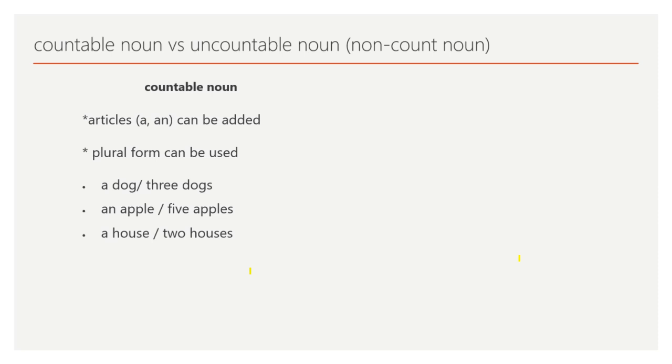Now let's talk about countable nouns just a little bit. If you see the example here, you notice the article in front of the noun, right? The words dog, apple, and house. So for countable nouns, we can add articles like a or an in front of the noun. Countable nouns can also be in a plural form. It means you can add an s to the noun. And you can add numbers in front of the noun. You can say 3 dogs, 5 apples, 2 houses.